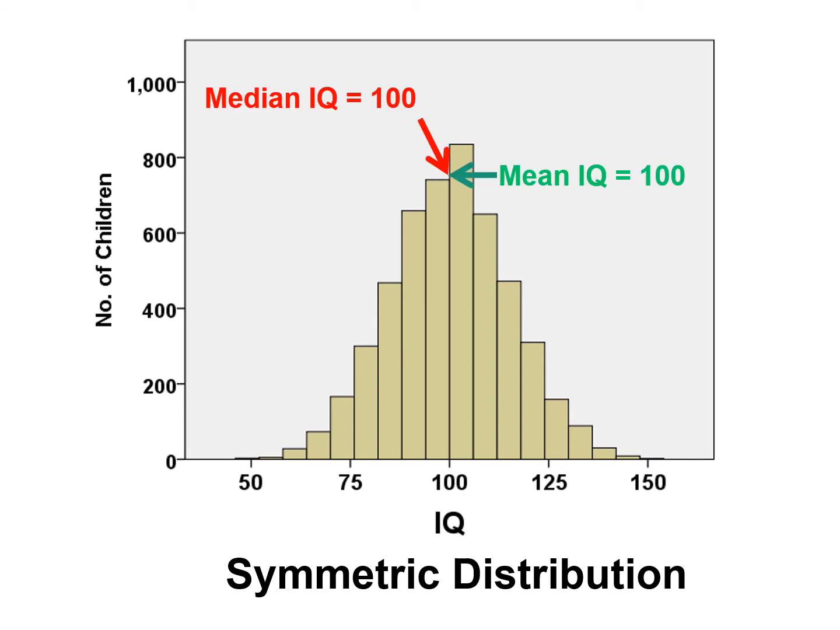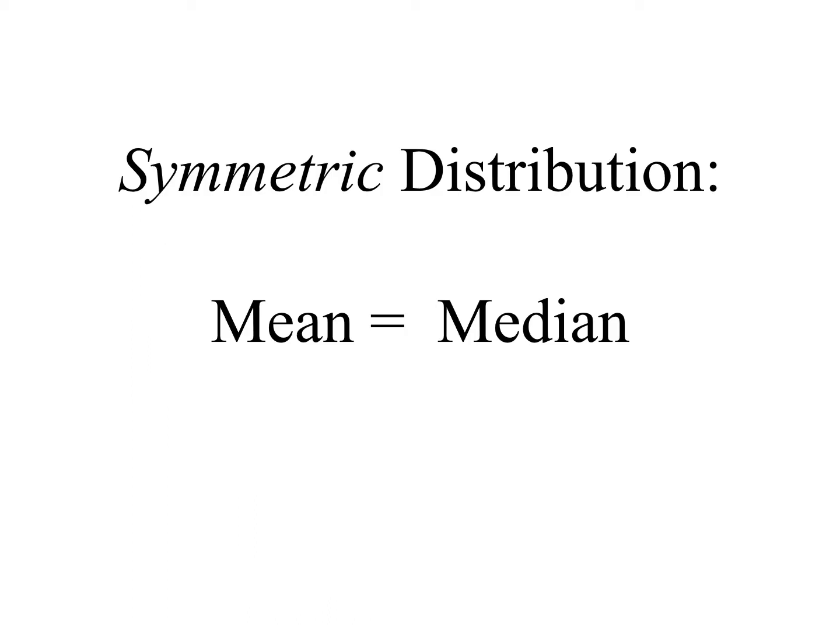The distribution in this histogram is almost perfectly symmetric, and so we expect the mean and the median both to be the same. In this histogram, the mean and median are both 100. In all symmetric distributions, the mean and median are equal to each other.